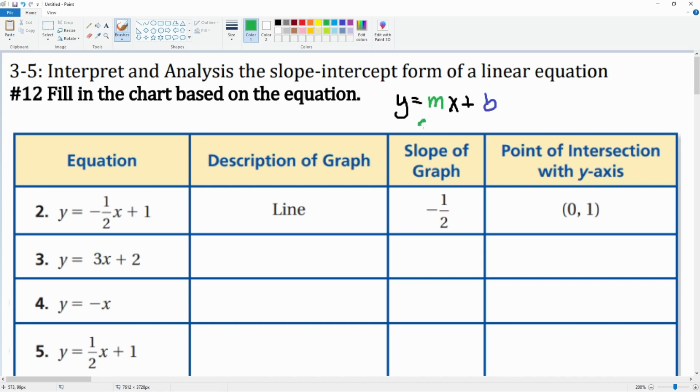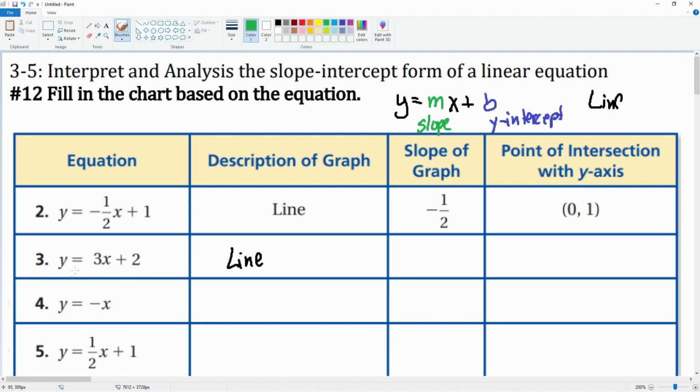So the m here is the slope, just the number in front, and the trailing number here is going to be the y-intercept. And these are all linear equations, so anything in this format will be a line. So the first one, is that in that format? Yes, it is. It is a line.